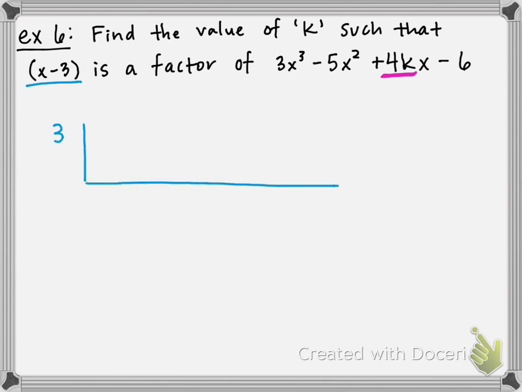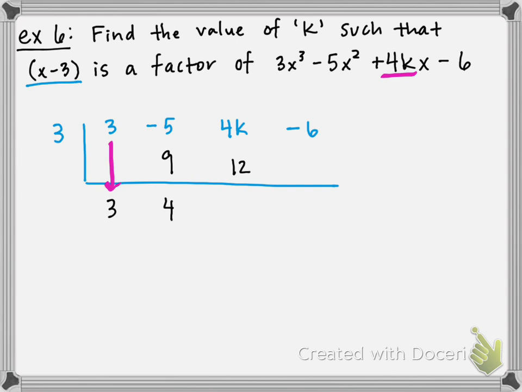From here, I'm going to set up my synthetic division. Again, look for any placeholders I may need. I have 3x cubed. I have negative 5x squared. I have positive 4kx. And then I have negative 6 as my constant. So no placeholders needed in this problem. Step 1, drop it like it's falling. We have 3 that drops down, so now we have 3 times 3. That's 9. Negative 5 plus 9 gives me 4. 4 times 3 is 12.